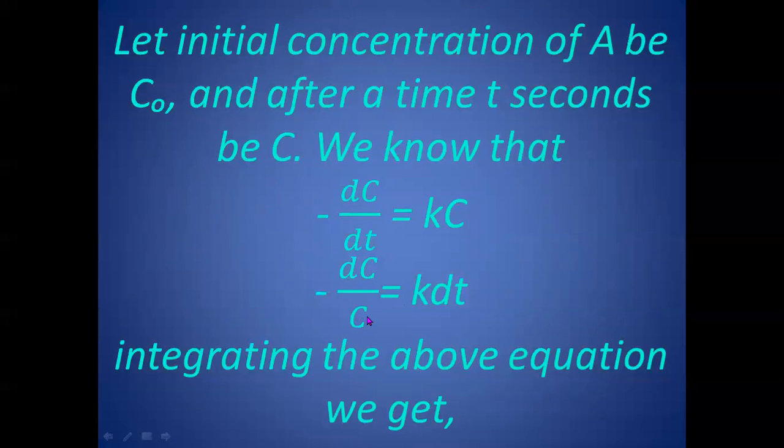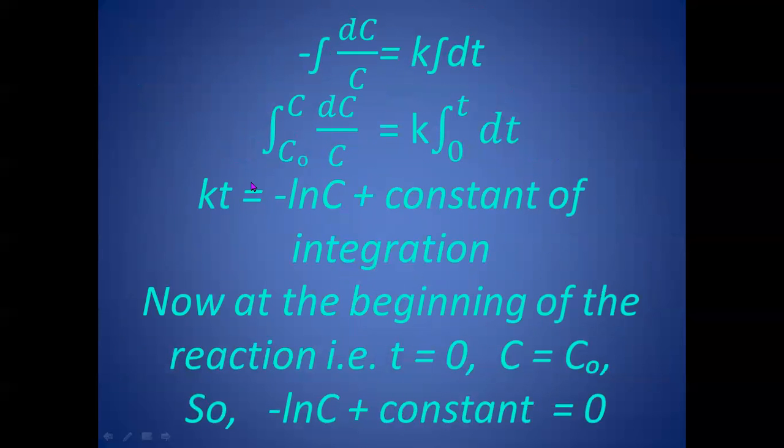It is dC by C is equal to K dt. Now on integration, we get dC by C. The integration of this is ln C. Again, it is a formula. What is the formula? Integration of dC by C is equal to ln C. This minus sign is due to this. And in general, dx by x is ln x.